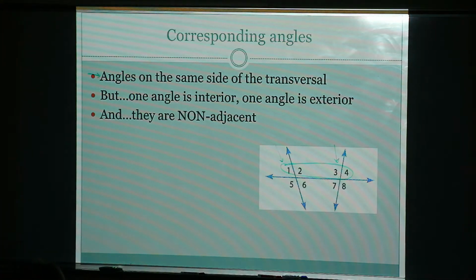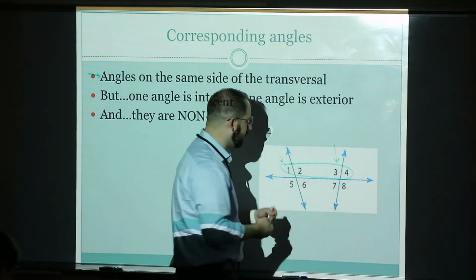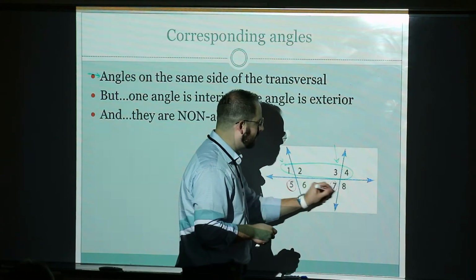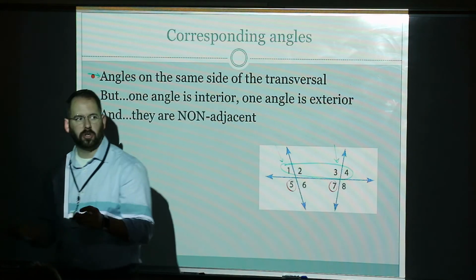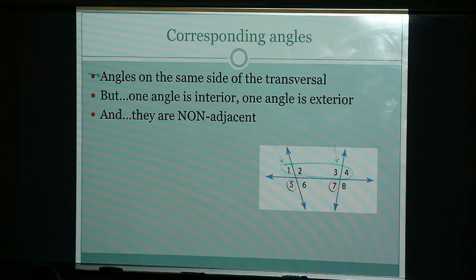They have to be non-adjacent to each other, so 1 and 3. Now, what's another pair? 2 and 4. Or, if you went the bottom half, because I know a lot of you are trying to say the number 5, it'd be 5 and 7, or 6 and 8. Those are your pairs, right? One's interior, one's exterior. They're not next to each other, and they're on the same side of the transversal.